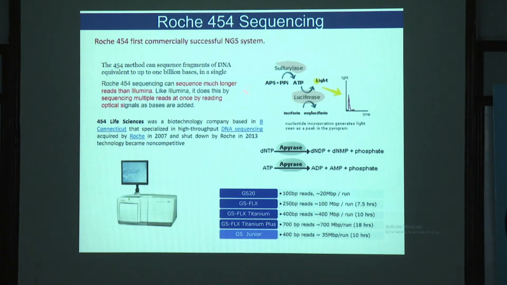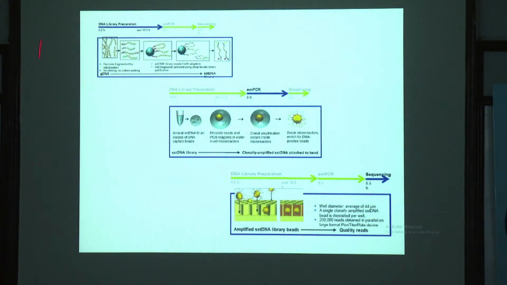The ATP is further utilized by luciferase enzyme, which converts luciferin into oxyluciferin and produces light, and the intensity of light is measured here. These are the different variants. Here also the library preparation, as I said, is common for all the platforms. The process may be different.